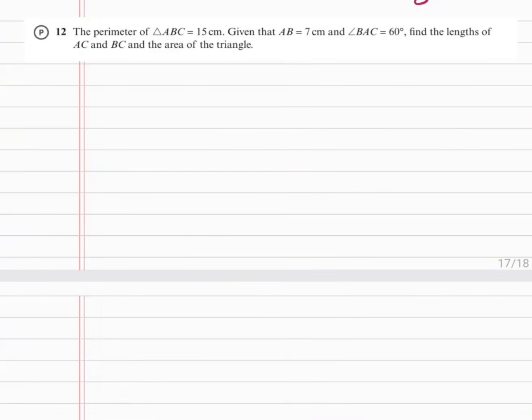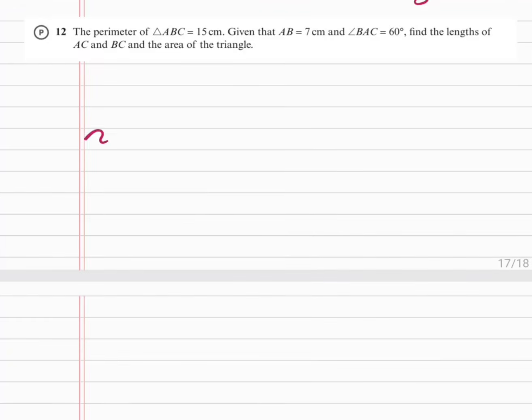This video is on exercise 9e question 12. So we are given the perimeter of triangle ABC, which is 15 centimeters, and also AB is 7 centimeters, and angle BAC is 60 degrees. We want to find the length of AC, BC, and the area of the triangle.